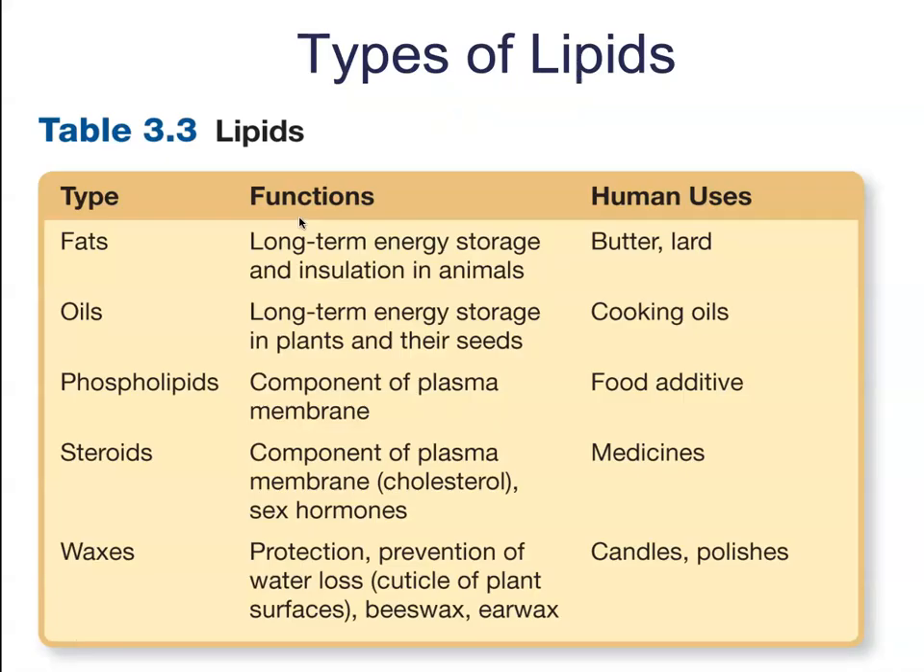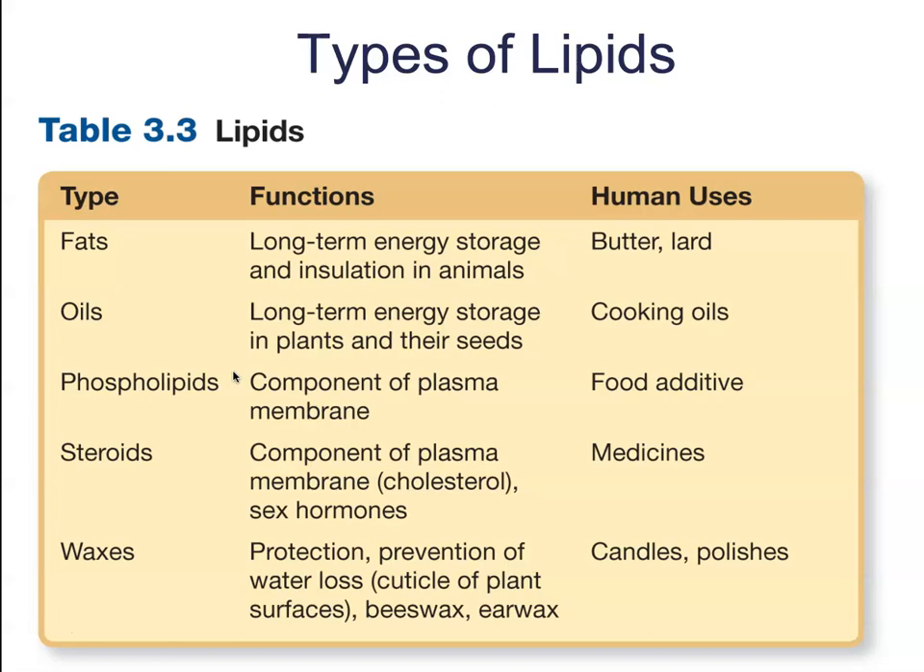Here we have Table 3.3. I do recommend that you spend a little bit of time going through this, not so much for anything that we are going to be memorizing necessarily, but we're going to talk quite a bit about the difference between fats and oils and where they are located, whether they are used for energy storage and insulation in animals or plants. And then we're also going to spend a lot of time with phospholipids. Phospholipids are going to be a main component of the plasma membrane, and we are going to spend a lot of time talking about the cell and the plasma membrane. So we're going to see those phospholipids quite a bit.